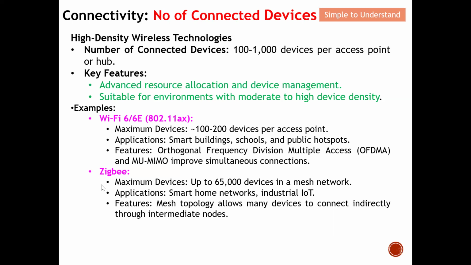Next example for the high density wireless technology will be Zigbee. Zigbee in theory, the maximum device can be up to 65K device in a mesh network. Keep this in mind, this is in theory. I think I have explained enough on the Zigbee in terms of the small smart home network and also the industry IoT. Key feature is basically for Zigbee, they are actually the first mesh topology that allow many devices to connect either direct or indirect through intermediate nodes here. So basically, this is for the high density wireless technology.